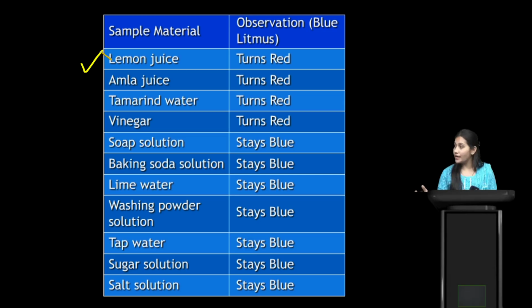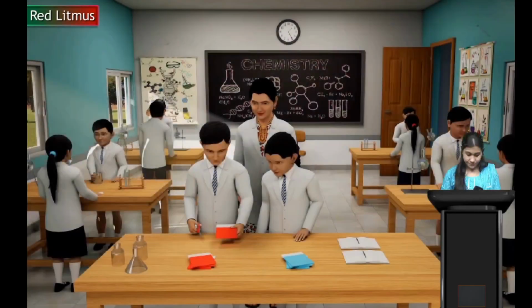In the sugar solution also, it stays blue. And in the salt solution also, it stays blue. It doesn't change any color in those solutions. Only the blue litmus paper changes color in lemon juice, amla juice, tamarind water and vinegar. Okay. So, let's see what we have next.